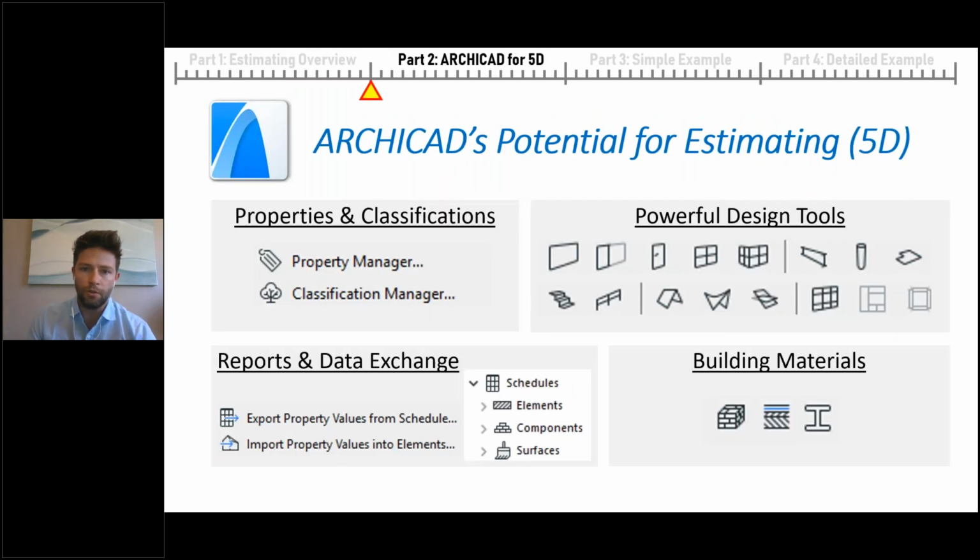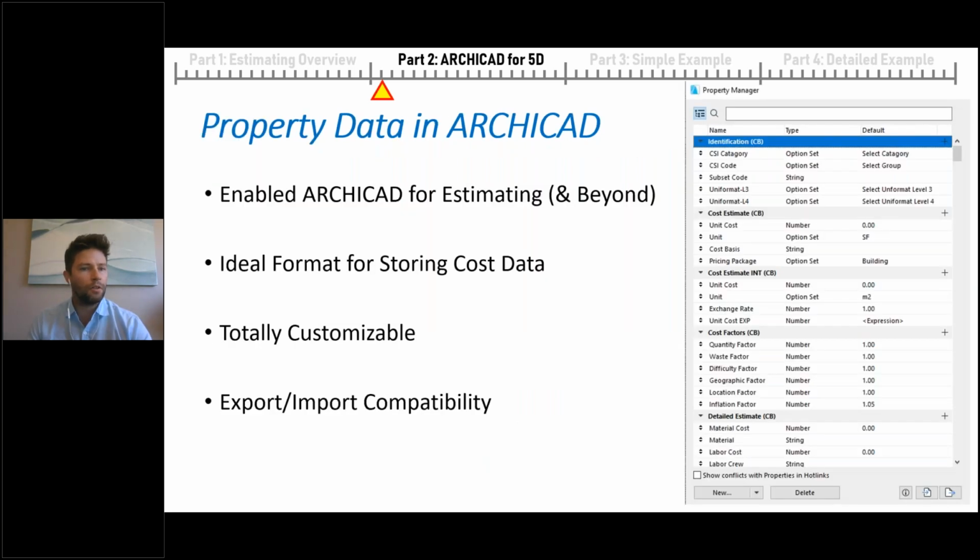So moving on to part two. I want to talk a little bit about ArchiCAD's potential for estimating, otherwise known as the 5D or the fifth dimension of the BIM world. So let's start talking a little bit here with properties. Since we have properties now in ArchiCAD, I think they added it in version 19 or 20, this really opened up a whole new world for how we can use our models for estimating.